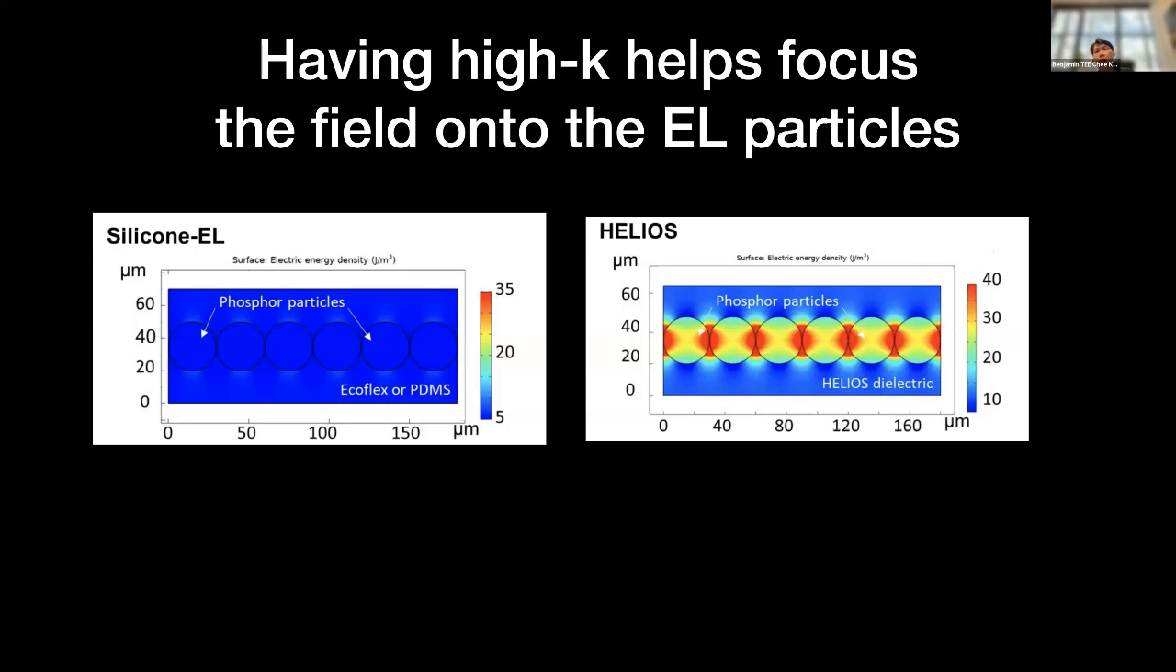How does the high K work? We did some simulations to understand the electric field distribution. We see that having these high K materials allows the electric fields to be more concentrated at these particles, which then allows the light generation to be more efficient. So that's one reason why it worked.